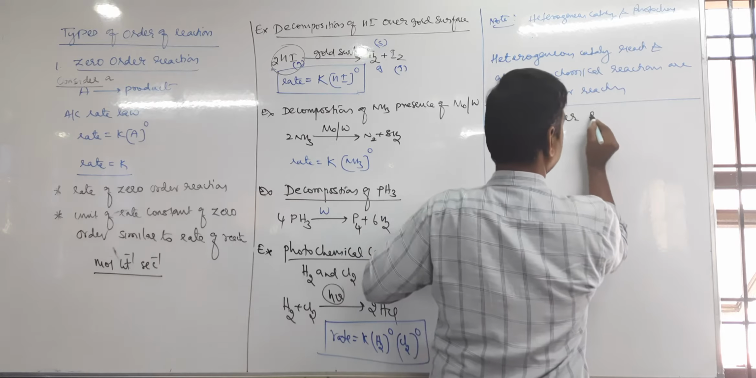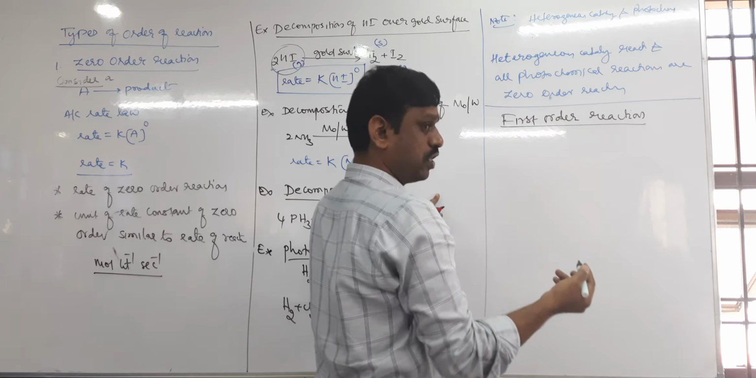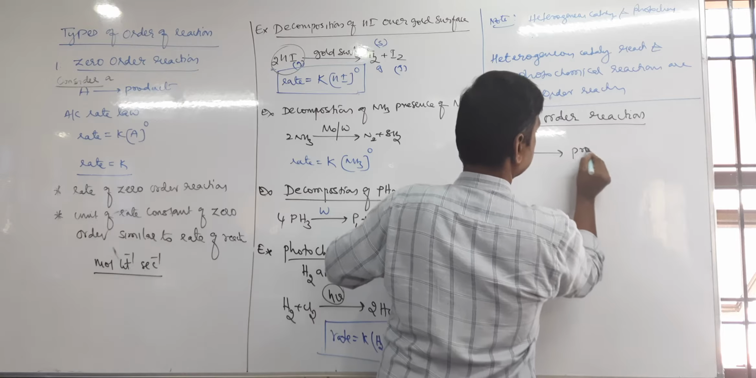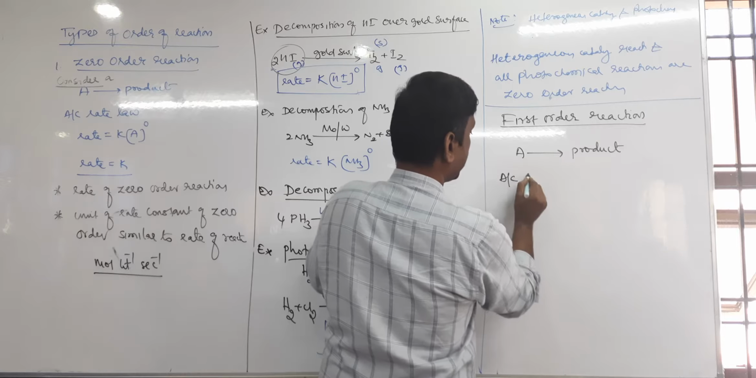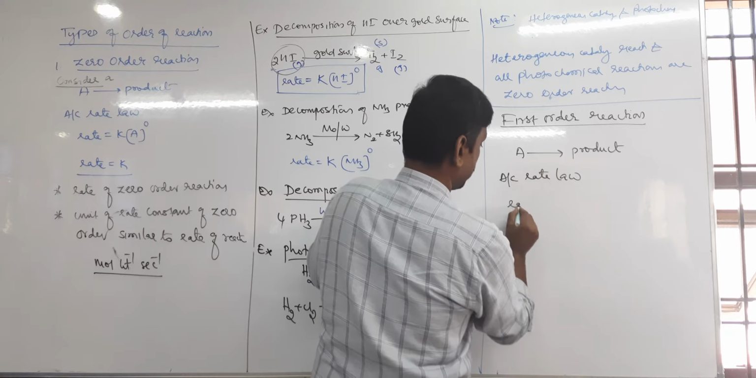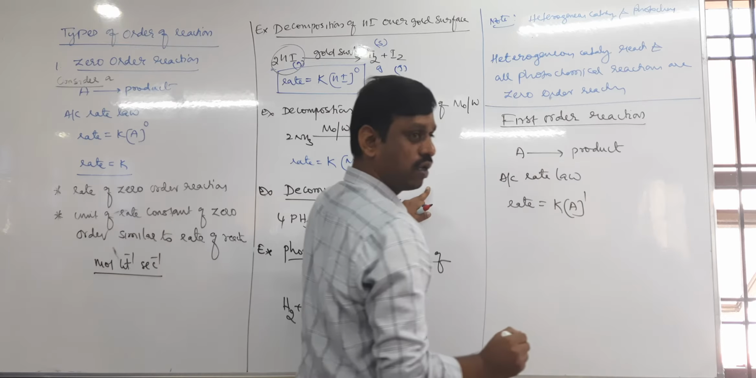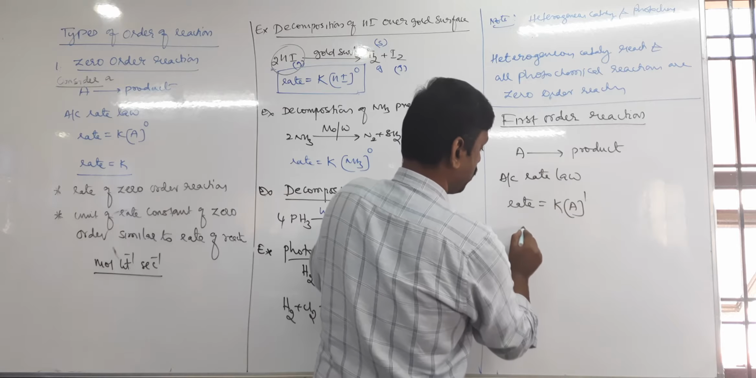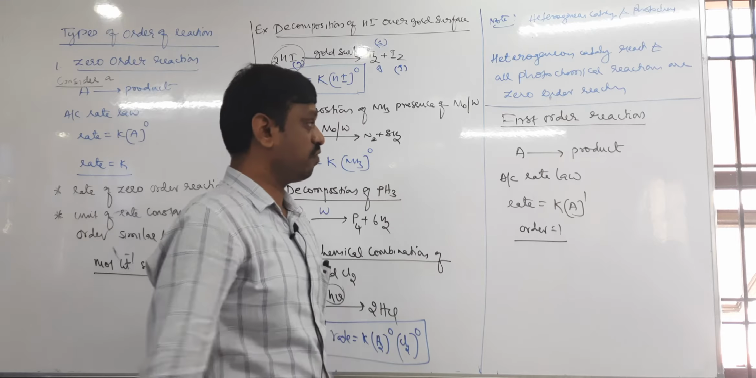First order reaction. Tell me, in a first order reaction, consider a reaction A gives rise to product, right? Now apply the rate law. According to the rate law, if it is first order, what is the rate equal to? Rate equal to K into A power 1. Okay, so rate equal to K into A power 1, then order equal to what? 1.